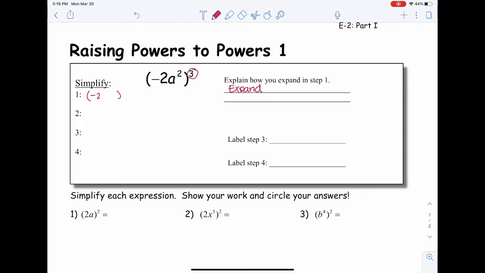So negative 2a to the power 2, negative 2a to the power 2, negative 2a to the power 2. And if you notice, we can actually expand a second time because we have a to the power of 2. So this is going to look like negative 2 times a times a, negative 2 times a times a, negative 2 times a times a. Okay, so this is what we're actually going to have to expand twice. Some of you could already skip to this second step right here, but for some of us it's kind of hard to see, so that's why we do it in two steps.